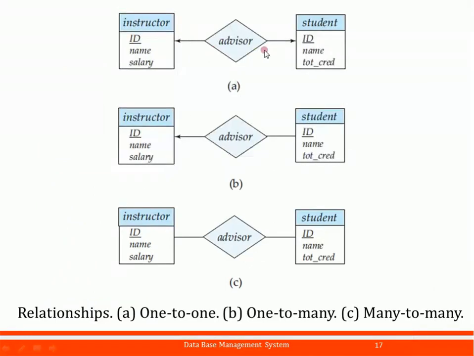This is the case where one student, one instructor. Here it is one instructor, one student, many instructors, many students, like that you can design. And if it is one, you can indicate it with the arrow.